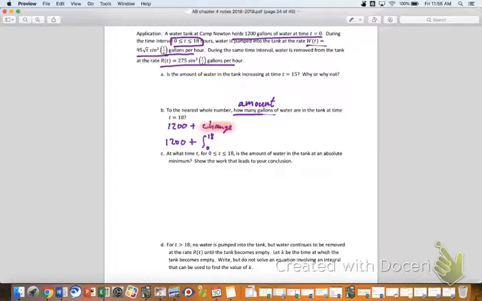The problem is we got two different rates, right? We got a rate that's causing the water to increase and a rate that's causing the water to decrease. What do I do? Yeah, the one that causes increase minus the one that causes decrease. So water is pumped into the tank at W of t and removed at R of t. So we're going to say W of t minus R of t, and then of course times dt. Okay, so that's your setup. That's what you would strive to put into the calculator. 1,200 plus that definite integral from 0 to 18 of the net rate.